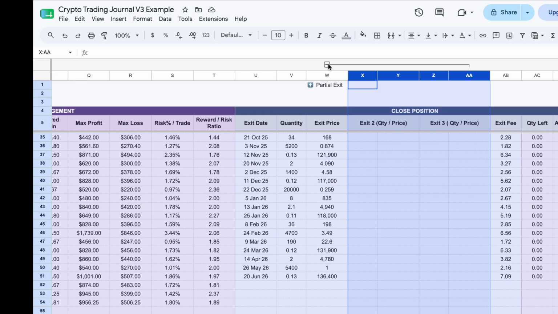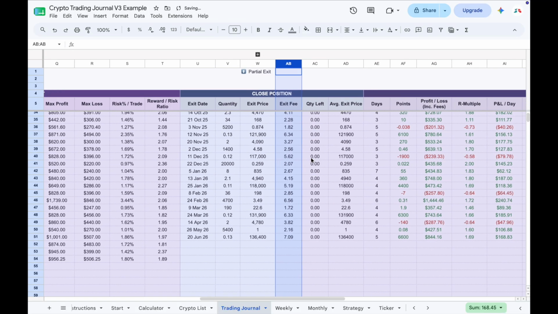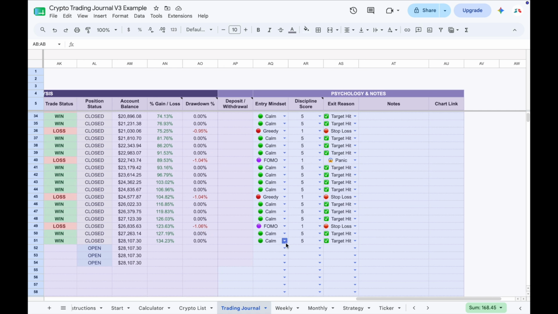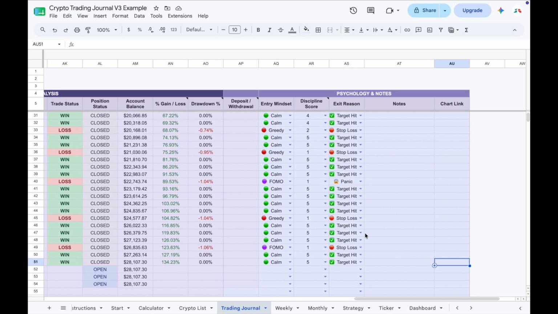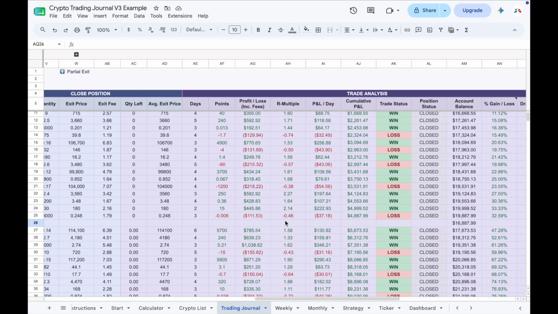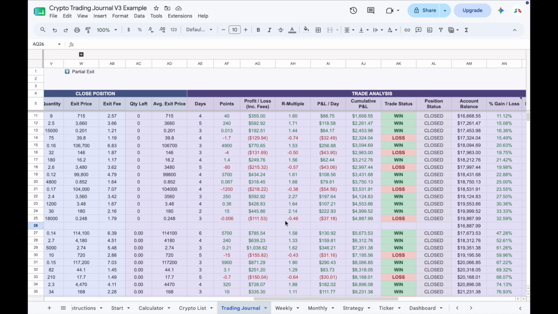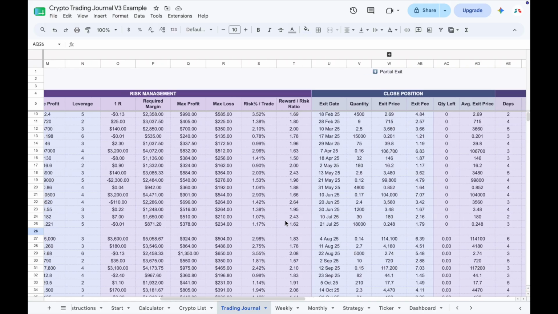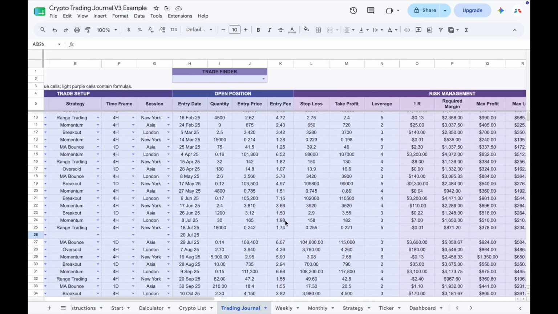The journal isn't only about numbers. Every trade also has a psychology section where you can record your entry mindset, discipline score, exit reason, personal notes, and even save a link to your trade chart. This may seem optional at first, but after dozens or hundreds of trades, you'll begin spotting patterns in your own behavior. Maybe your best trades happen when you're patient. Maybe your biggest losses come from revenge trading. Those insights are difficult to find unless you're tracking them consistently.